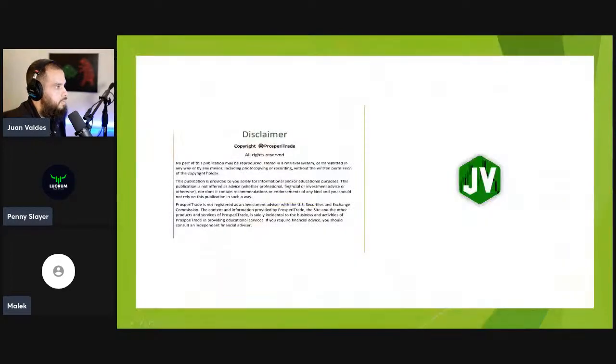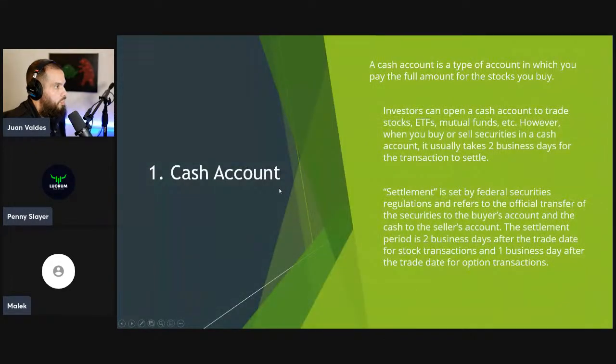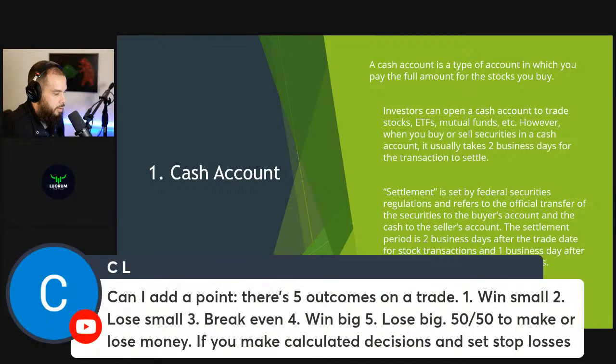Yes, sir. Okay. So I'm just going to go over this brief module. There are a couple of types of accounts, right? If you're going to open up a day trading account, you're going to get either a cash account or a margin account. So what's a cash account? Let's see here. Hold on.